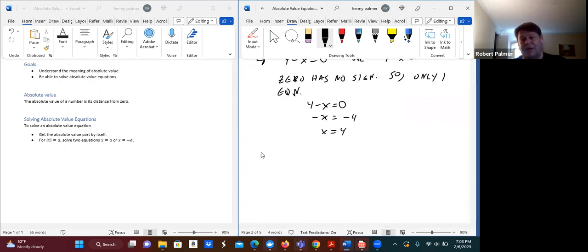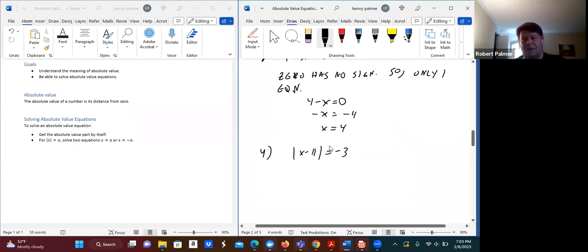All right, let's look at our last one. The absolute value of x minus 11 is equal to negative 3. Now, once again, the absolute value part is by itself, but notice here, this is negative. Our absolute value is a distance from 0.